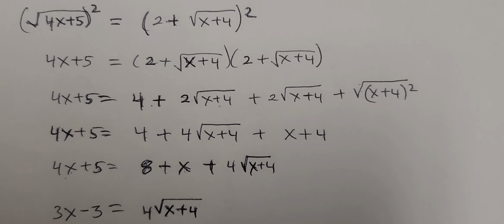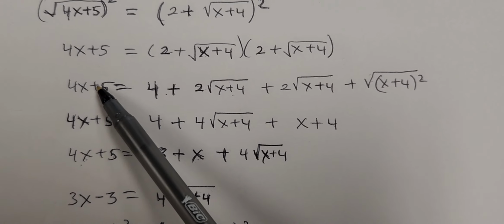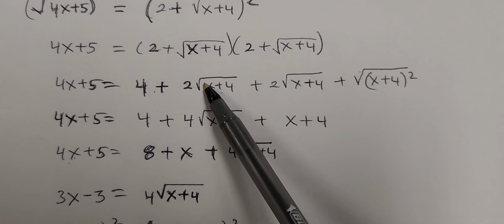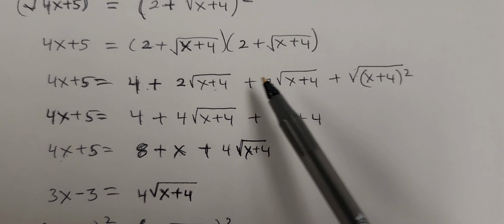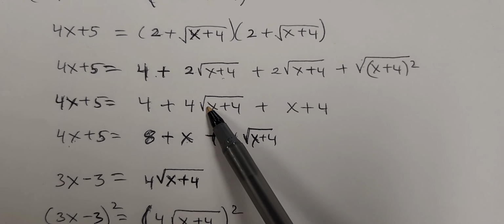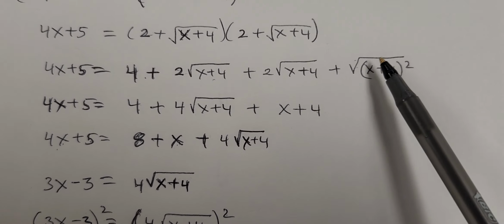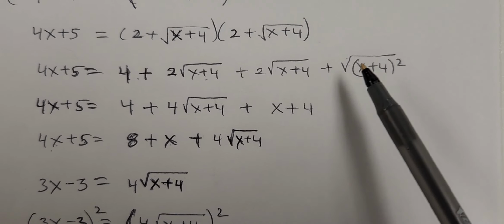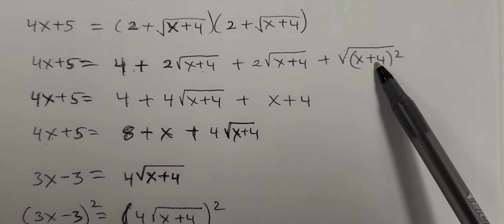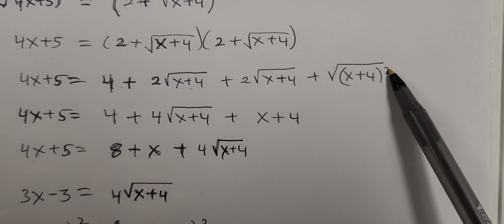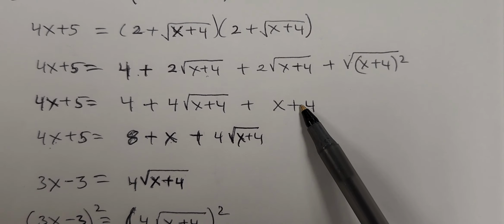Okay. Next, combine like terms. So bring the left side straight down. Bring this 4 down. There are 2 of these x plus 4. So 2 plus 2 gives me this 4 square root x plus 4. Over here, the square root and the square cancel out. So all I have left is just x plus 4. Again, the square root and this 2 cancel out. So I have x plus 4.